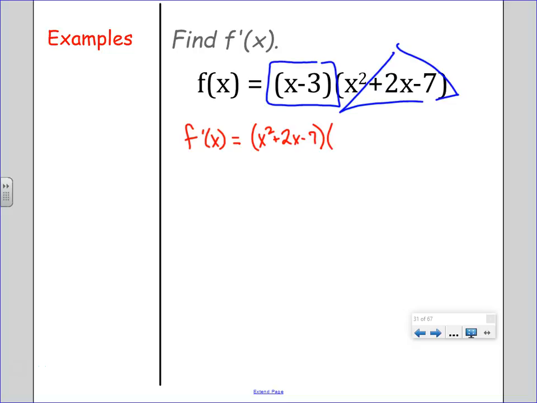What'd you guys get? 1. Why? The derivative of x is 1. The derivative of 3 is 0. 1 minus 0 is 1. Plus, first, the second. What'd you get for the derivative of the second? 2x plus 2. The derivative of 7 is 0. Poof. Stick it to the man.